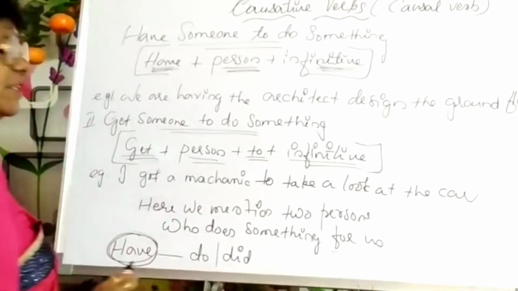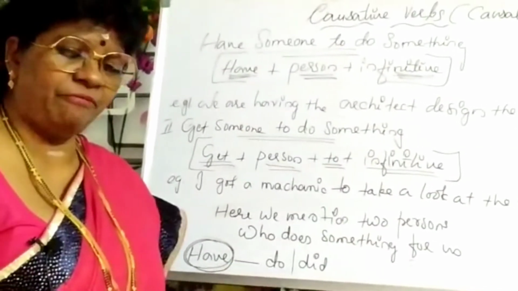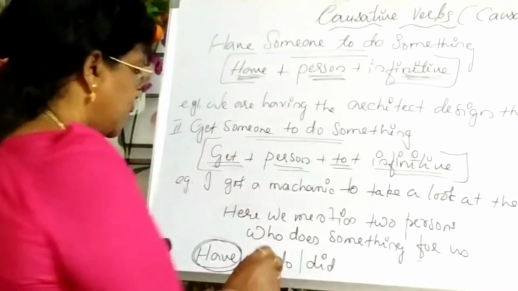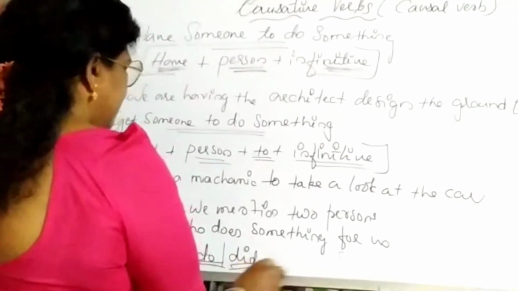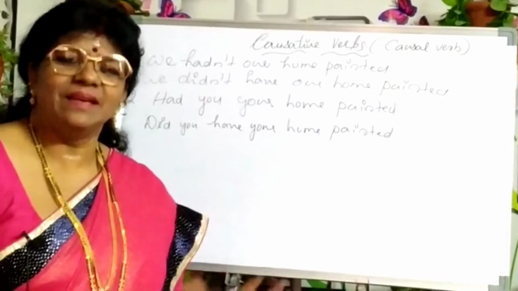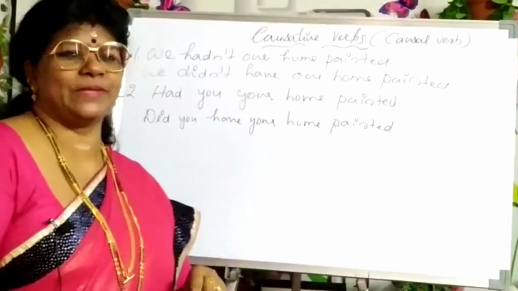Here, have is not an auxiliary. If auxiliary verbs are not there, in that place what do we have to use? Do and did we have to use. Understood?